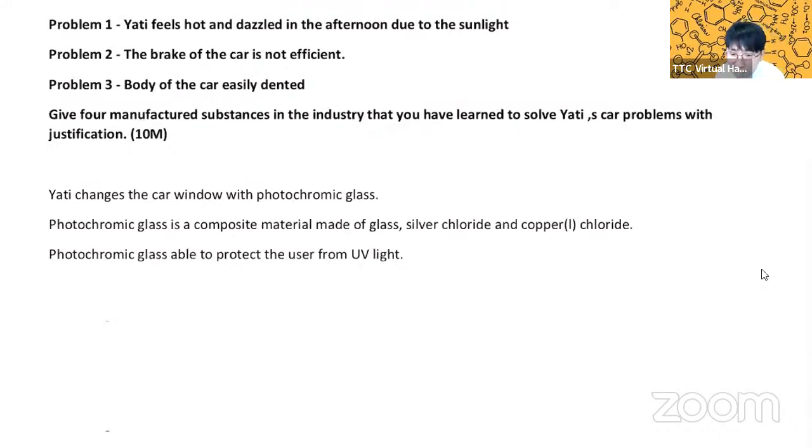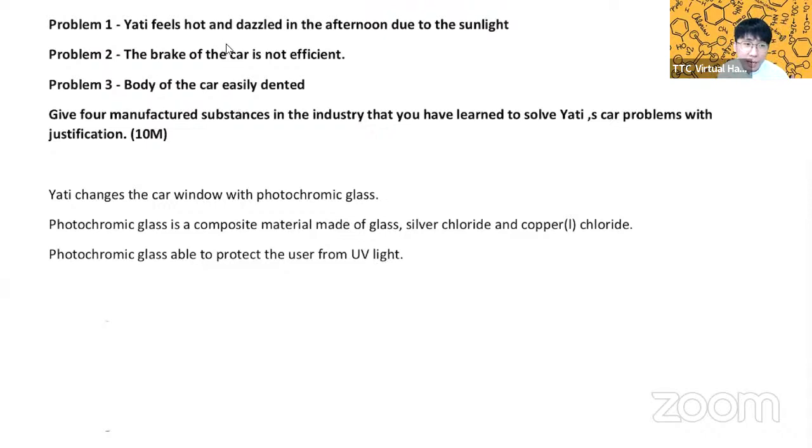So stainless steel, so car looks shiny. Stainless steel, no need to paint the car already, is it? Stainless steel sector, no paint needed. No, actually it's quite boring. Okay, so you have to change the car window to photochromic glass. So photochromic glass is a composite material made of glass, silver chloride, and copper 1 chloride, able to protect the user from UV light. Okay, 3 marks from here.